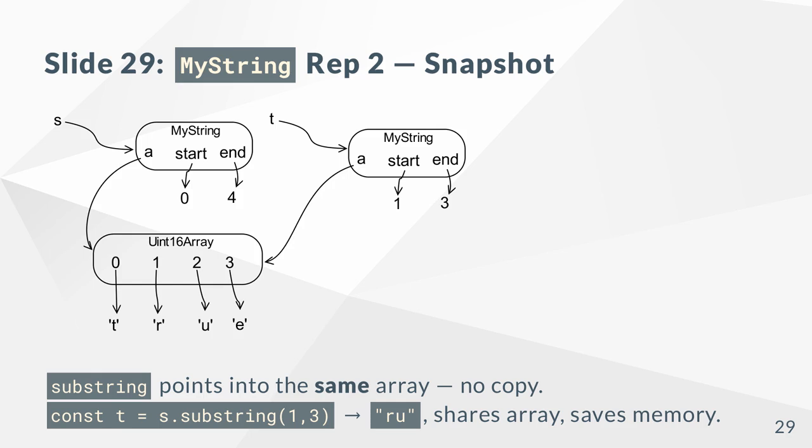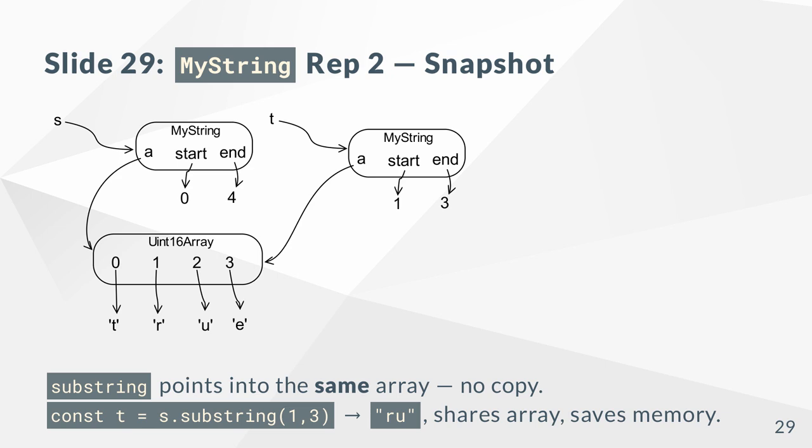This slide shows another memory snapshot diagram, this time for the myString2 implementation. Again, we have run the same 2 lines, const s equals new myString of true, and const t equals s dot substring of 1 and 3. On the left, variable s points to a myString2 object. That object has a uint16 array with the 4 character codes for t, r, u, and e. Its start field is 0 and its end field is 4.